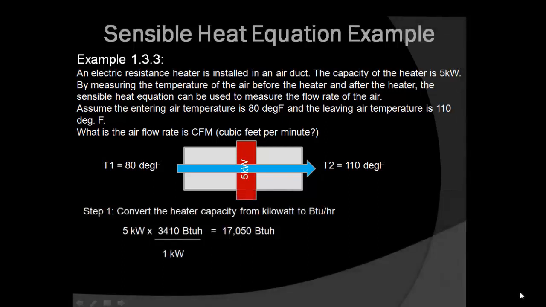The first step in solving this problem is to convert the heater capacity from kilowatt to BTU per hour. 5 kW times the conversion factor of 3410 BTU per kW results in 17,050 BTU per hour. Please note BTUH is the same as BTU per hour. You will see both these used commonly in describing HVAC applications.